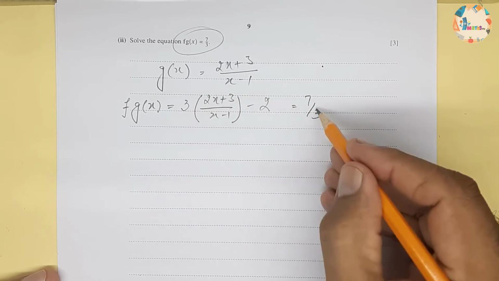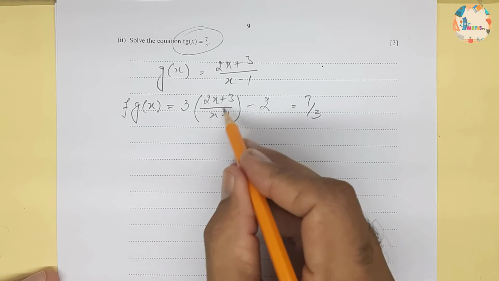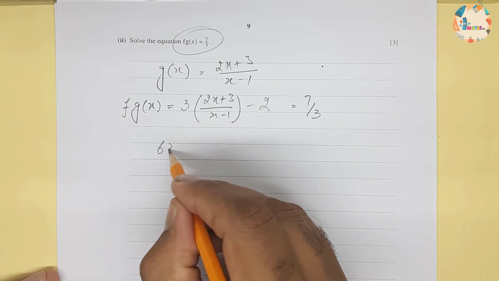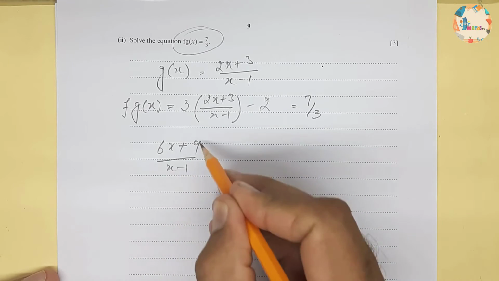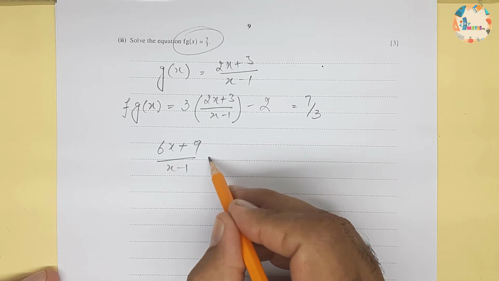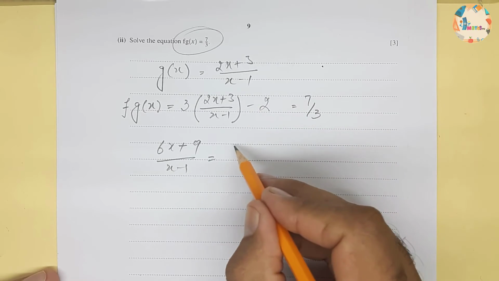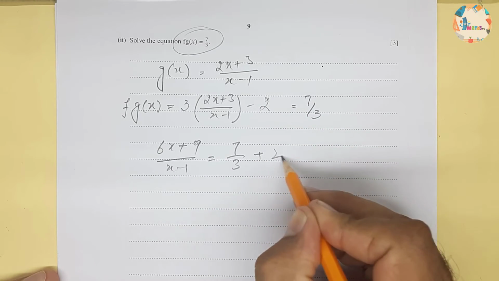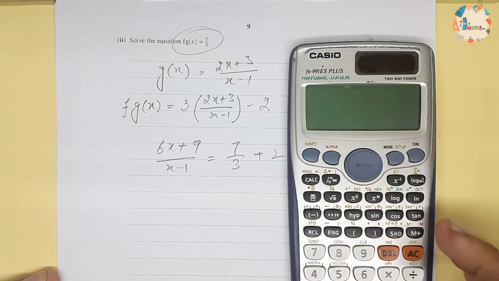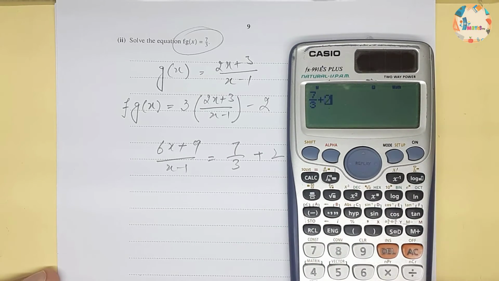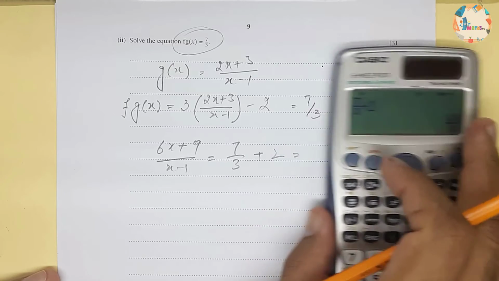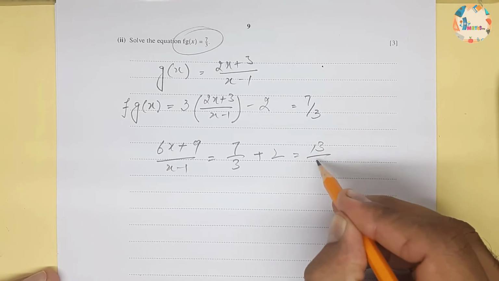Now we can simplify this equation. We will multiply this. This will be 6x plus 9 over x minus 1, and is equal to, we can shift 2 to the other side, 7 over 3 plus 2, and 7 over 3 plus 2 is equal to 13 by 3, so we can write 13 over 3.